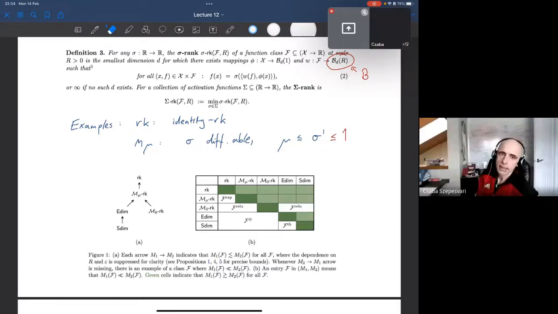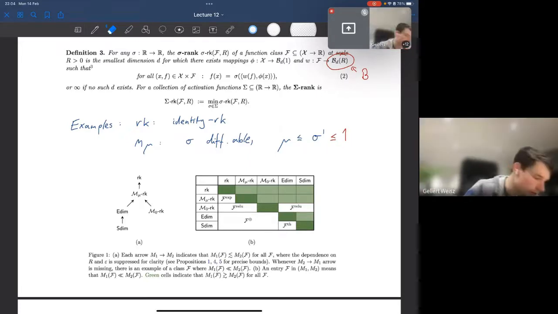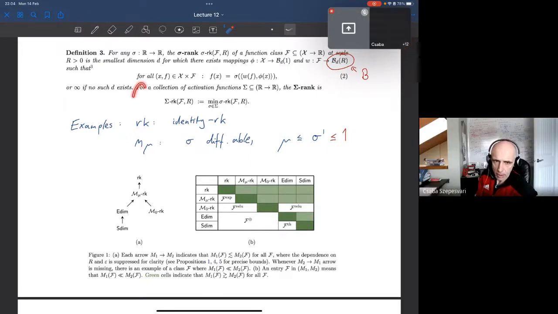I see. You're defining these ranks for a collection of these transfer functions sigma. And then you can have a bigger class of concept functions or a smaller one.